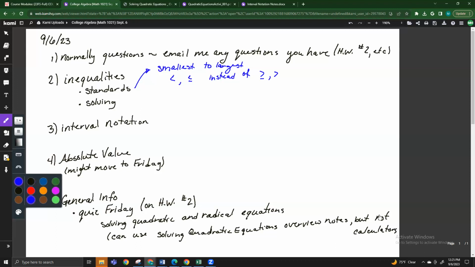So one thing that I noticed in the homework, and if you're lucky enough that this is the problem WebAssign gives you, we're going to actually solve it. The problem that I noticed when I was looking at the homework was 1/2 is greater than or equal to 2x minus 3 over 12 is greater than 1/3.